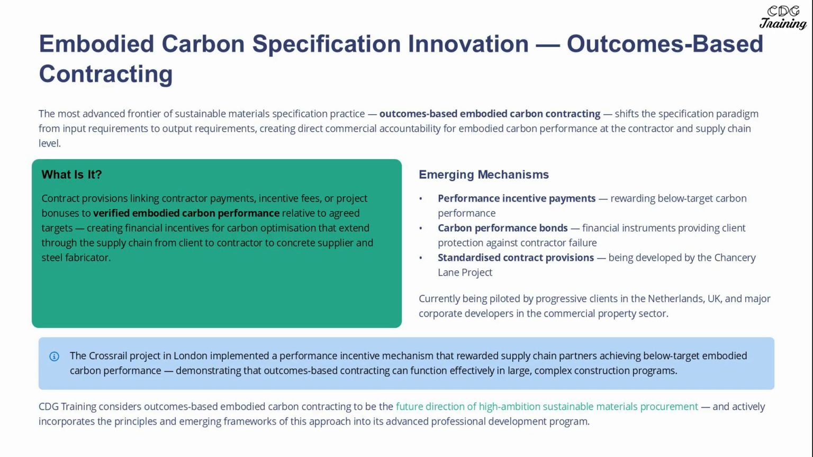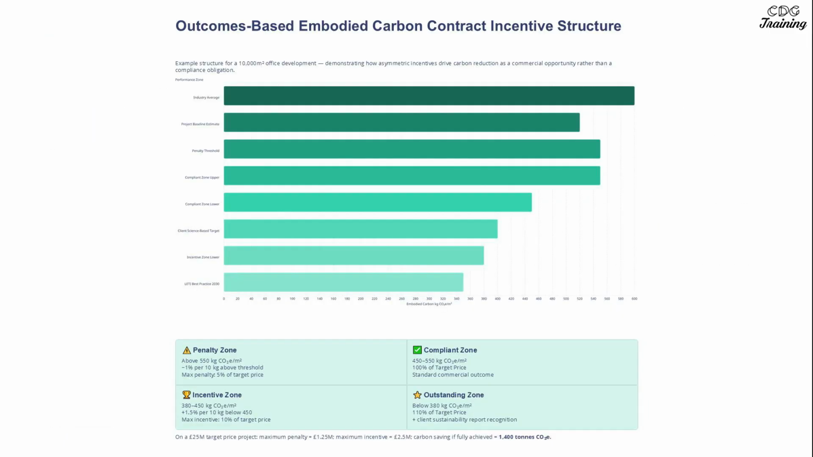Outcomes-based contracting focuses on achieving specific carbon reduction targets. This innovative approach aligns contractor incentives with sustainability goals, driving commercial accountability and environmental performance. The incentive structure for outcomes-based carbon contracts demonstrates how exceeding carbon reduction targets can be a commercial opportunity, encouraging contractors to innovate and excel in sustainability.